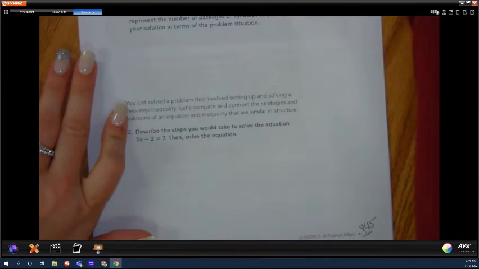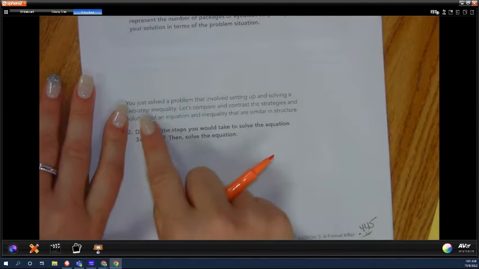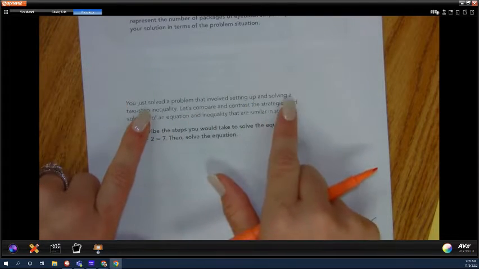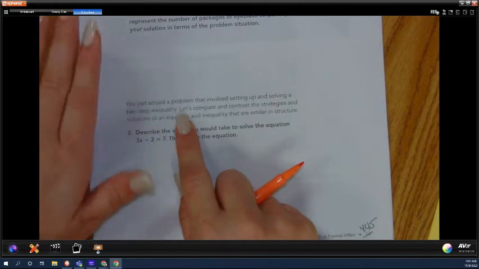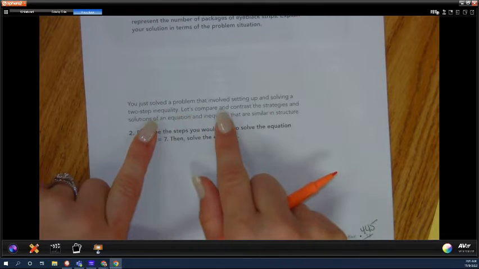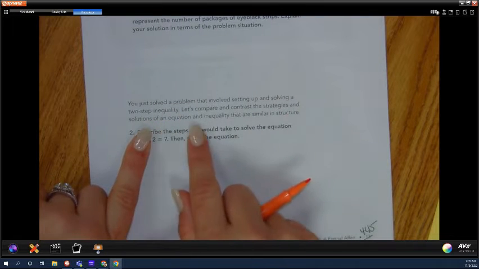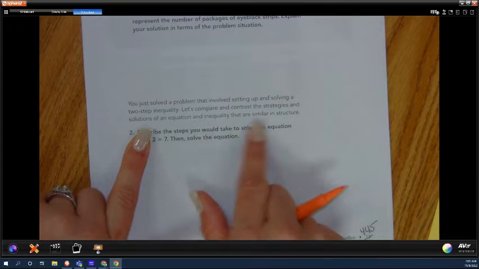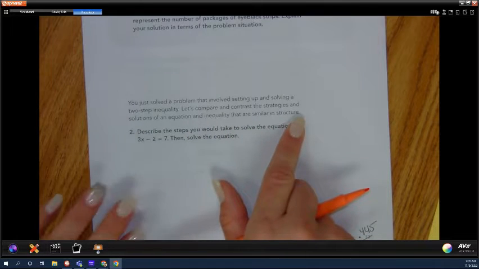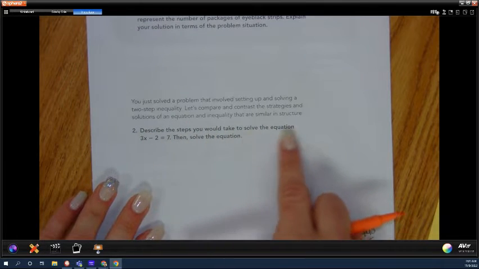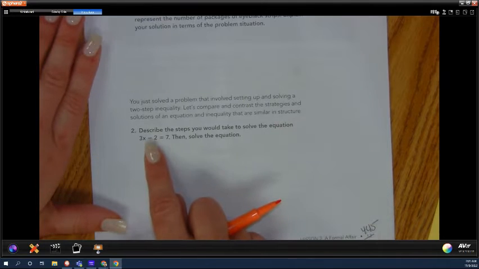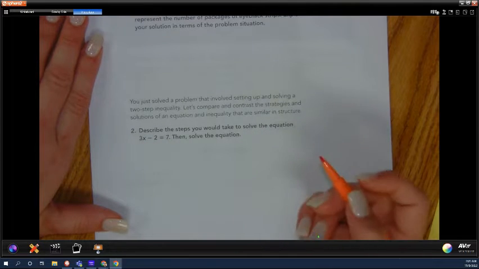Let that filter for a second. There we go. You just solved a problem that involves setting up and writing a two-step inequality. We'll get to that later. Let's compare and contrast the strategies and solutions of an equation and inequality that are similar in structure. Describe the steps you would take to solve the equation 3x minus 2 equals 7, then solve the equation.